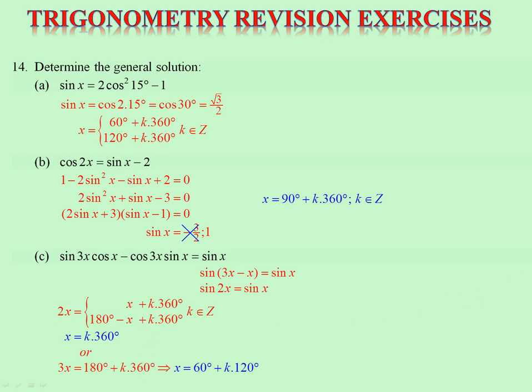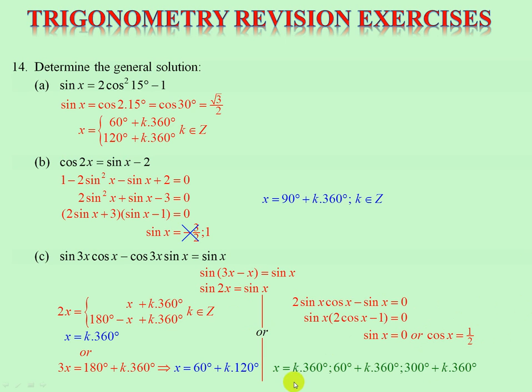There is another way you could have done it. Or, at this stage, I can expand the double angle. There we are. 2 sin x cos x minus sin x equals 0. Take out the common factor. So therefore, sin is 0 or cos is a half. Sin is 0 at k 360. And cos is a half at 60 degrees and fourth quadrant 300 degrees. So there's your answer.